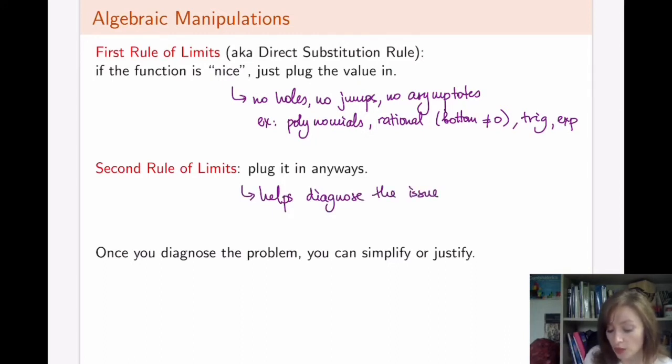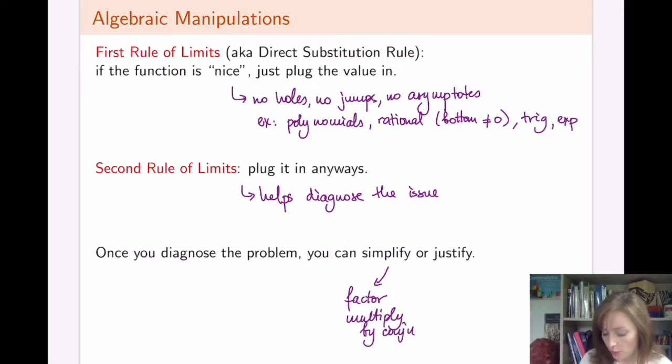And once you know what the issue or problem is, you can actually solve it, right? If you have no idea why this function is not nice, then there's no way to actually approach it. Once you plug it in and you see what is creating an issue, we can target that issue. Once you diagnose the problem, there are a couple of ways to actually target the issues. You can try to simplify an expression. So it's things like factoring things out or multiplying by a conjugate, the two most common techniques. Or we can try to justify or reason out why a limit is a certain value. Okay, and we'll see examples of both shortly.